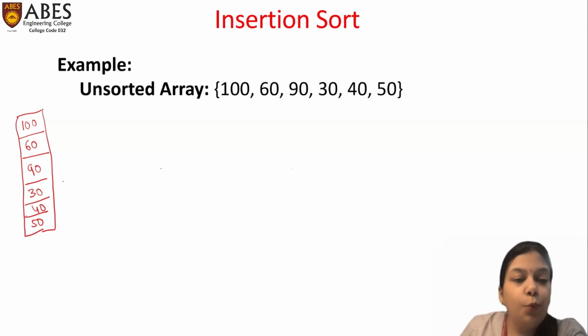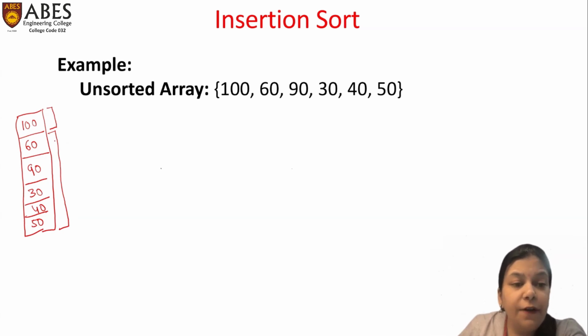So the basic idea behind insertion sort is that at any point of time, the array will be divided into two parts. The first part is the sorted array, and the second part is the unsorted array. And our task will be to take one element from the unsorted array and place it at its appropriate position in the sorted array. So to start with, only the first element of the array will be considered as the sorted array, and the rest of the elements will be considered as unsorted arrays.